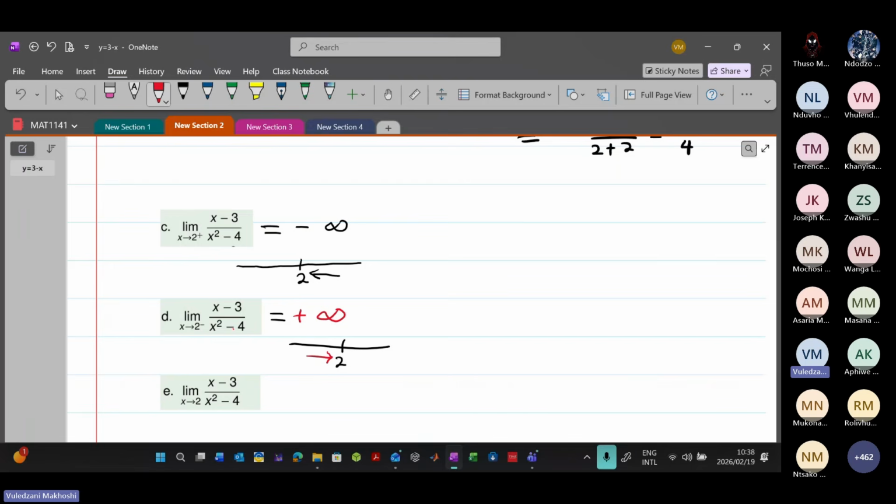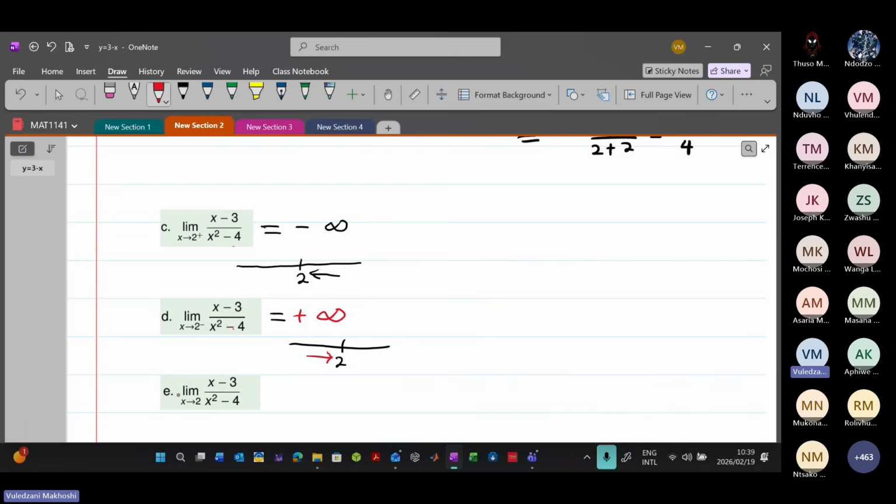So note that for number C and number D, we are not just saying the limit does not exist. We are using these symbols, even though, yes, infinity is not necessarily a number, but it shows us that in this case the value is a very large negative number, which we do not know. And this one, it's a very large positive number, which we do not know, for number D.